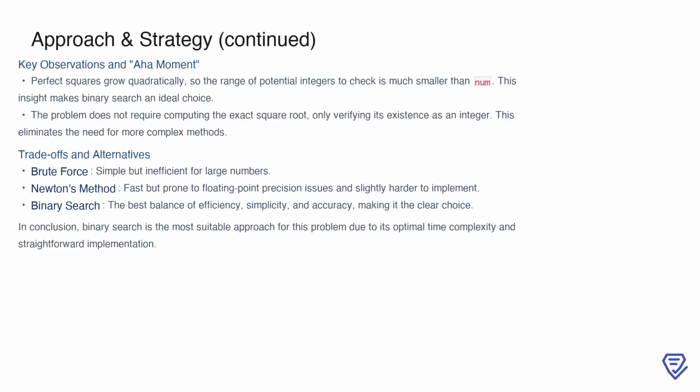When comparing trade-offs, the brute force approach, while simple, is impractical for large inputs. Newton's method, though fast, introduces complexity and potential precision issues. Binary search strikes the best balance, offering optimal time complexity, straightforward implementation, and scalability even for large values of number. For these reasons, binary search is the clear choice for solving this problem effectively.